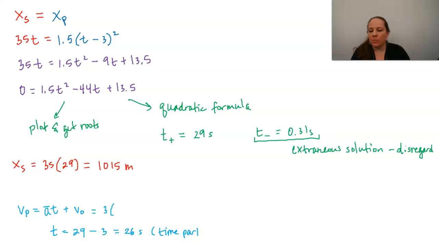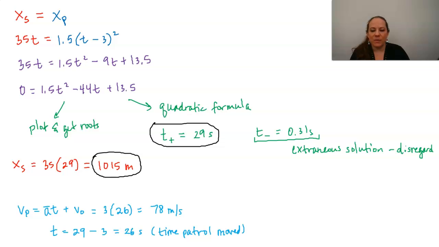Our patrol car, let's try spelling patrol correctly there. Sorry. So our patrol car didn't move for the full 29 seconds. They only moved for 26 seconds. So we'll want to make sure to plug in the correct time there, and we get a final velocity of 78 meters per second. And let me mark for clarity by circling what were the 3 answers that we were asked to find and that we successfully solved.